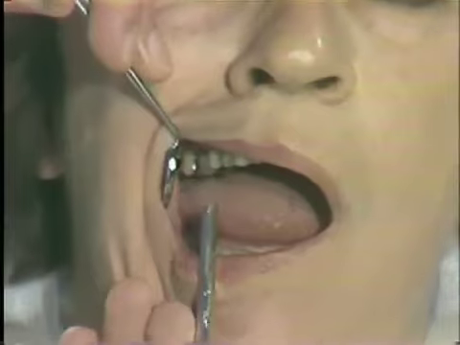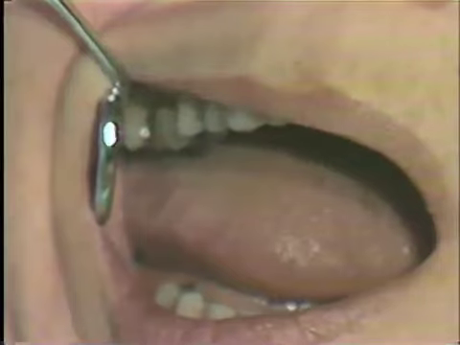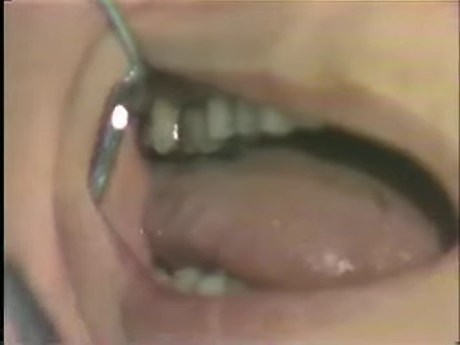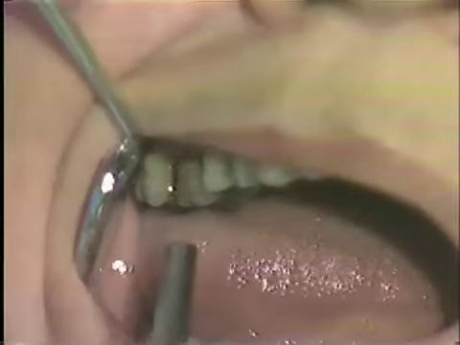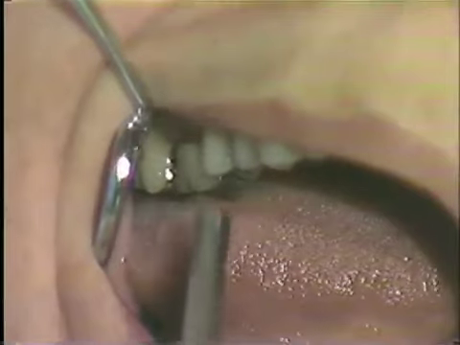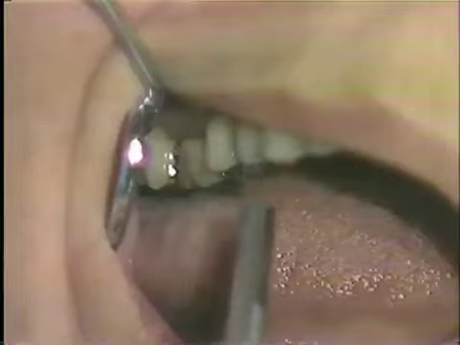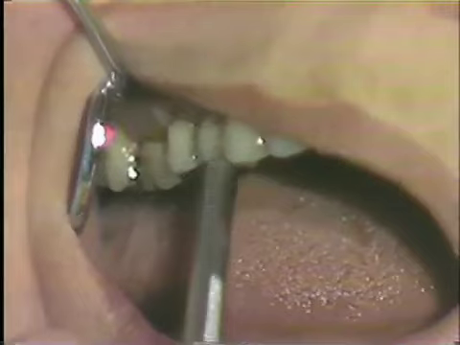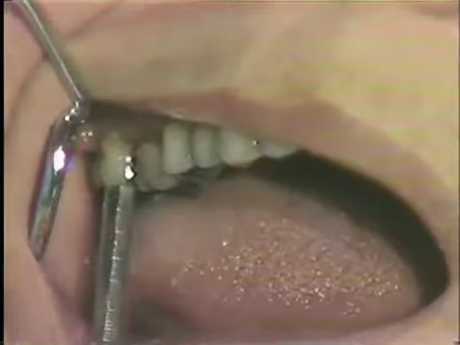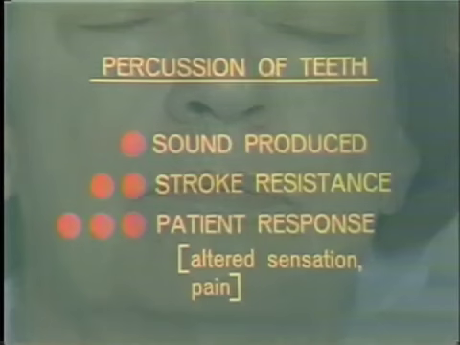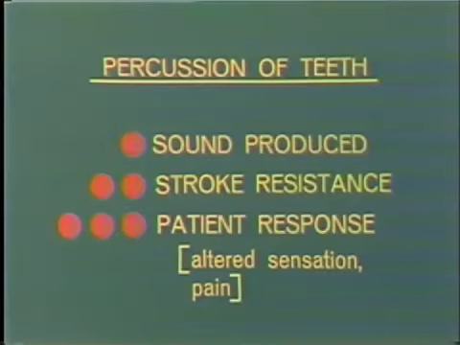One of the initial procedures that's carried out is the percussion of the teeth. Percussion of the teeth is done with the probe that we have just finished using for examination of the gingival sulcus depth, and we use it to tap vertically on the teeth. And there are certain responses that we are concerned with in this procedure. Our chart shows that we are concerned about the sound produced.